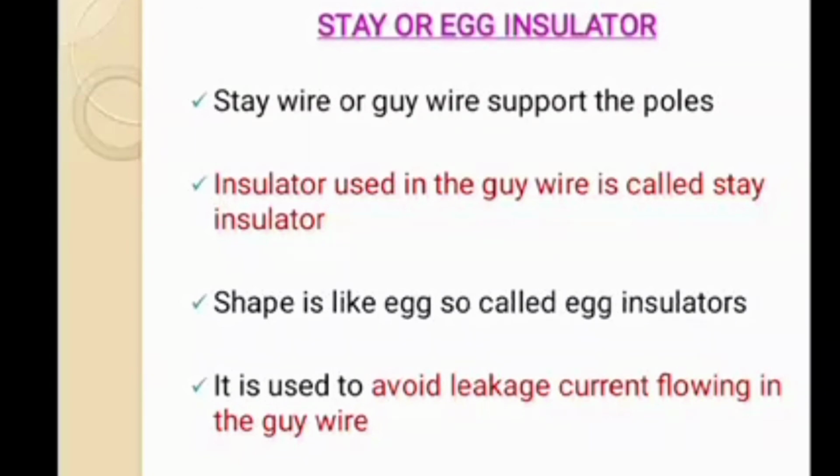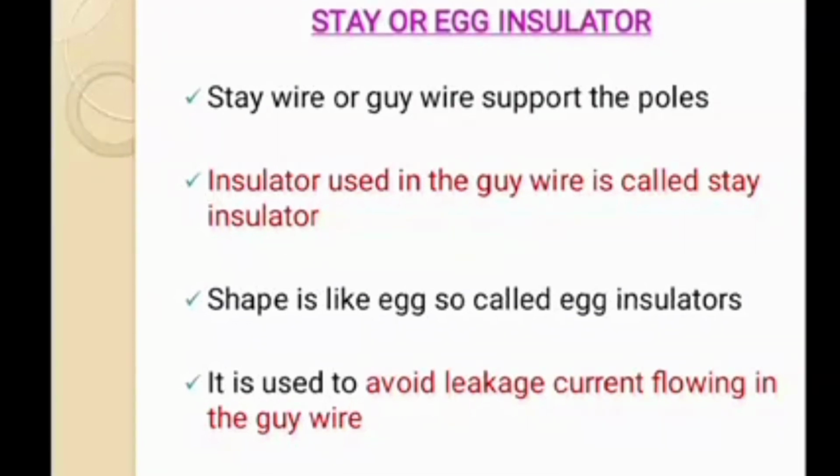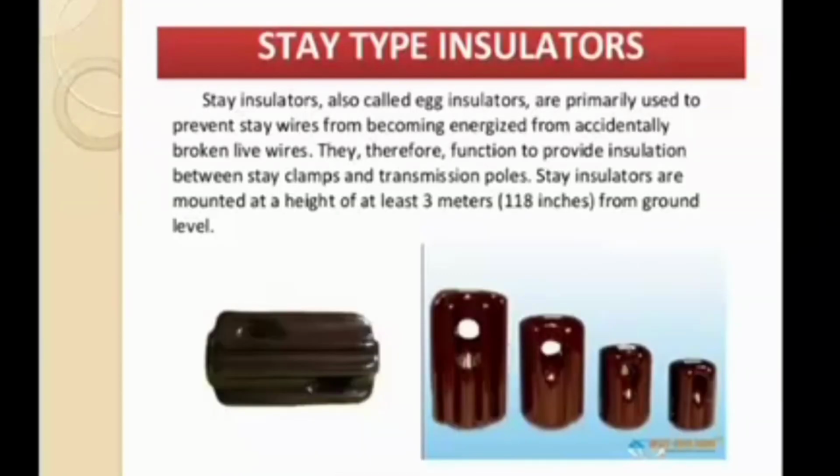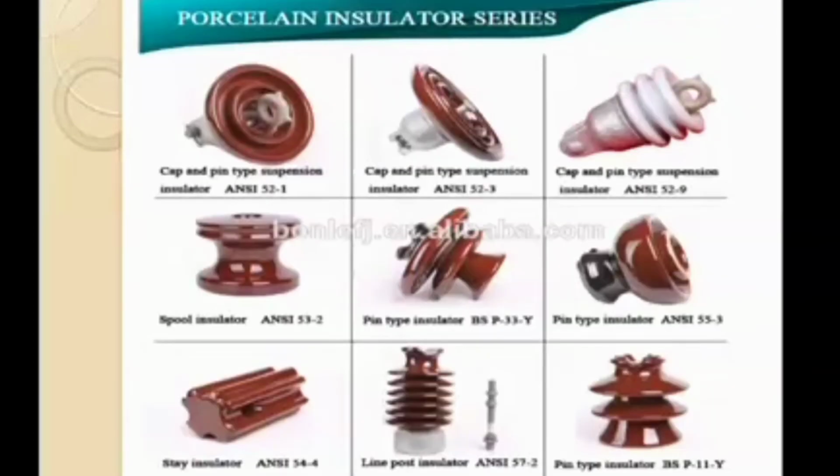And the shape of this insulator is like an egg. That's why it is called an egg insulator. It is used to avoid the leakage current between the support and support wire. This is a diagram representing stay type insulators. And these are various types of porcelain insulator series.